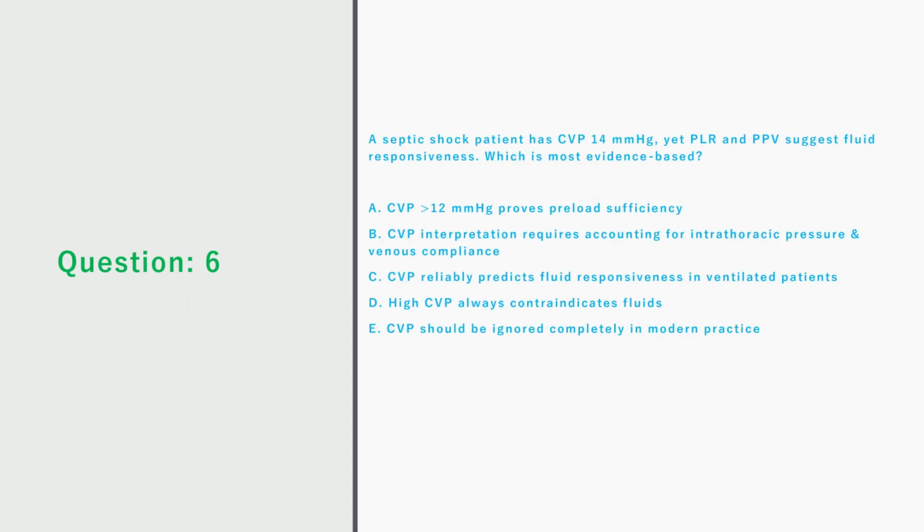Question 6. A septic shock patient has CVP 14 millimeters of mercury, yet PLR and pulse pressure variations suggest fluid responsiveness. Which is most evidence-based?